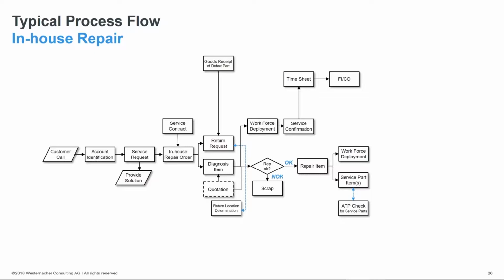For the planned service parts, an available to promise ATP check could be performed to check if the parts are available before the repair starts. The spare parts will be reserved for this repair incident.